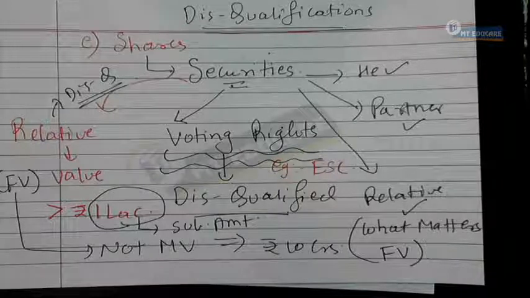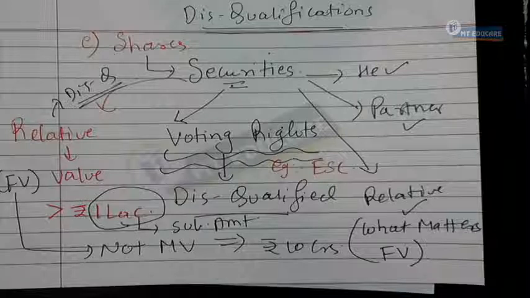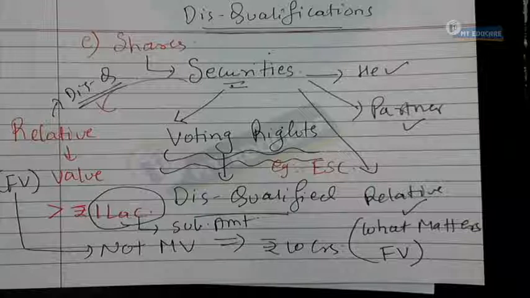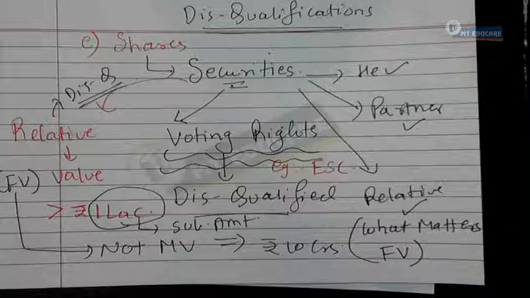The limit of rupees 1 lakh is seen for the relative, not for the person himself or his partner. Full stop. Next point. What matters here is the face value, not the market value. Full stop. Next point.